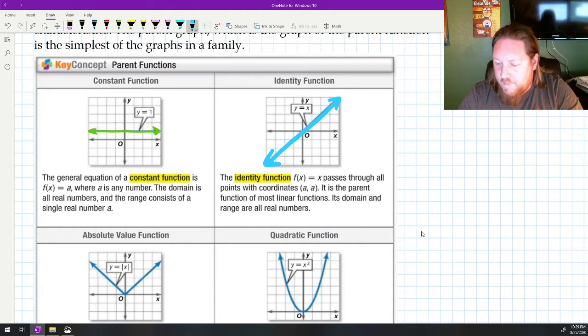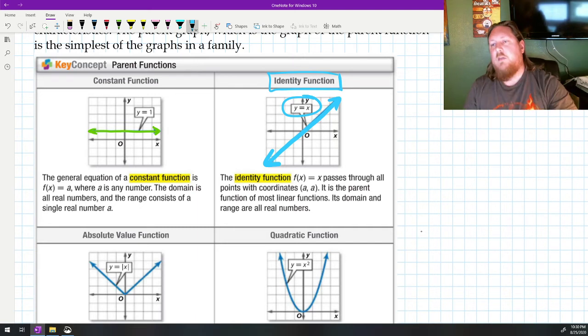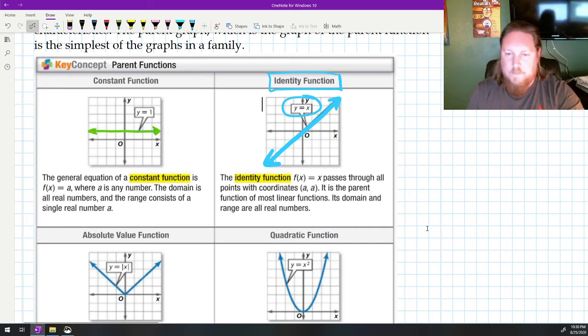And particularly, if I've got something that's going through the origin with slope 1, with the equation y equals x, we call it the identity function. Because every input is the same as the output, so it's kind of boring. An identity function is very much like a linear function, but it's got a special slope 1 and y-intercept 0.